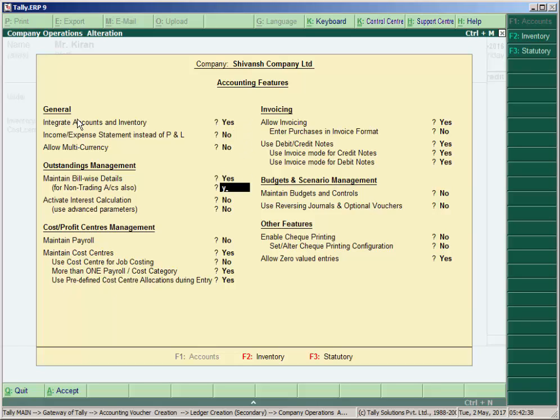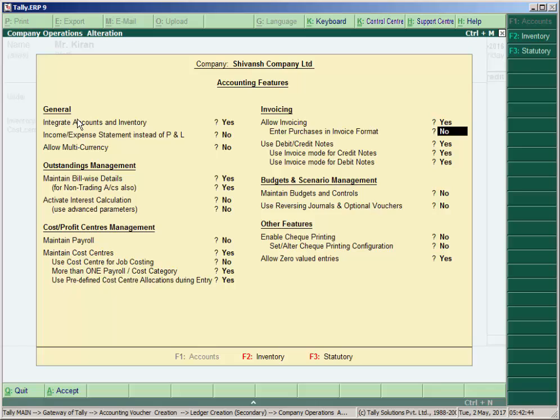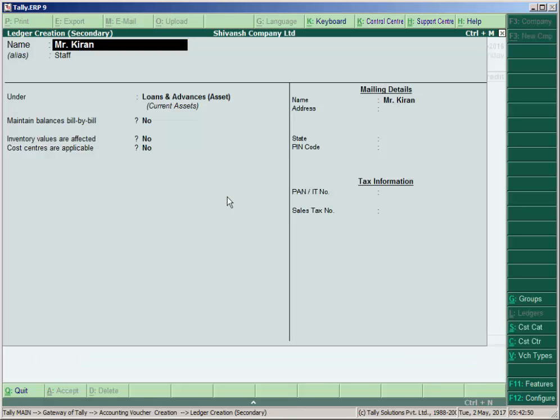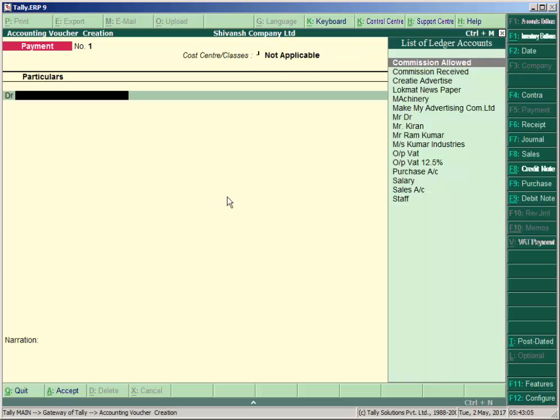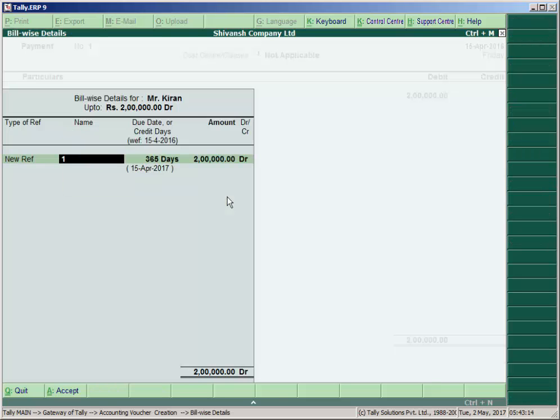Then make the entry. Put this option yes, and the credit period, for example, if the company issued the loan for 1 year, like 365 days, enter the credit period. Then the entry is Mr. Kiran account debit. The amount is 2 lakh issued. Type of reference is new. Write the name here, which type of loan you issued, like personal loan. Then the days of credit period.